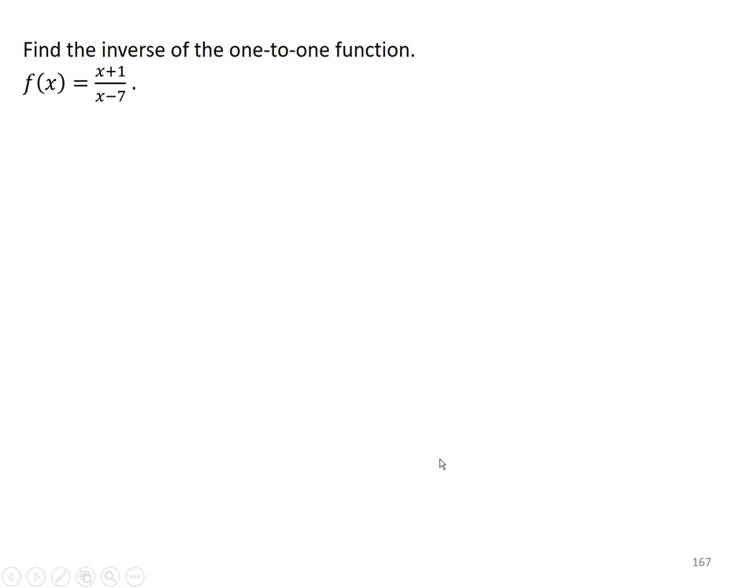For our final example, find the inverse of the 1-to-1 function. Now we are told this one is 1-to-1, so we don't have to concern ourselves with that, but it's f of x equals, and we have a numerator of x plus 1 and a denominator of x minus 7. So the first thing I will do is replace f of x with y, so that I have y equals x plus 1 divided by x minus 7. Second, I will replace y with x and x with y, so that this is x equals y plus 1 over y minus 7.